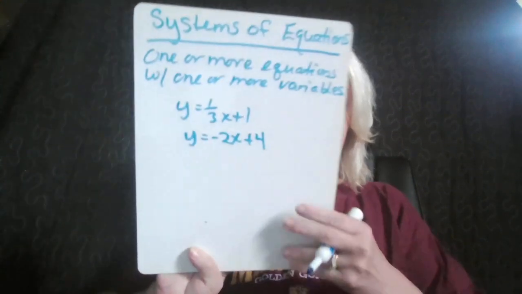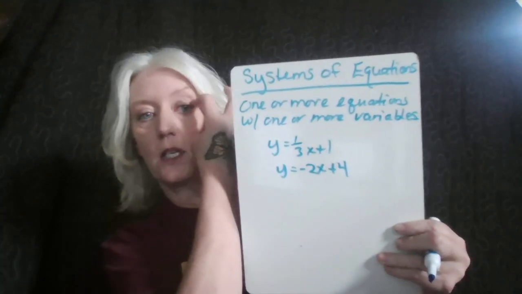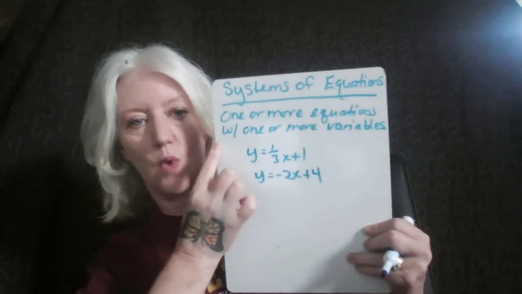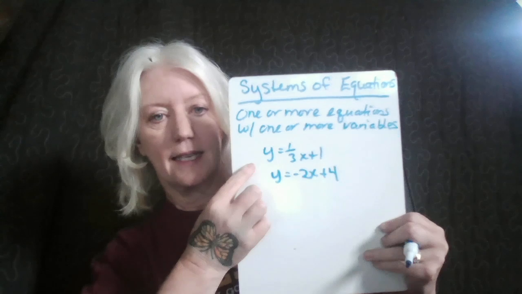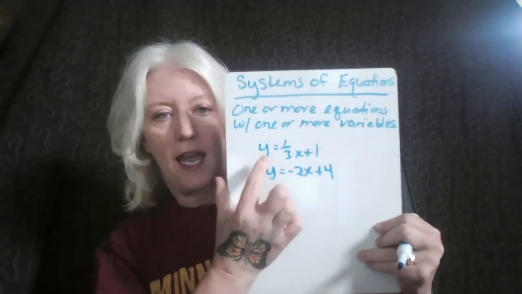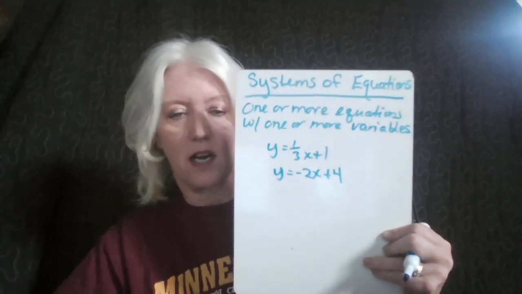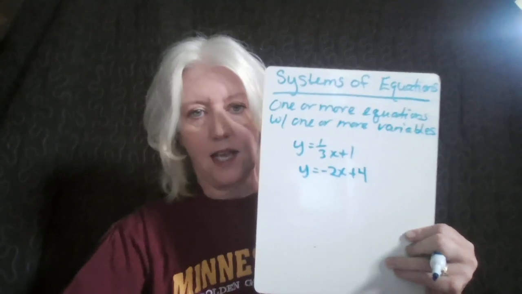Okay, now we're going to talk about systems of equations. A system of equations, by definition, is one or more equations with one or more unknowns, like this. Here are two equations, and each of them has an x and a y that are unknown. And this is an example of a system.